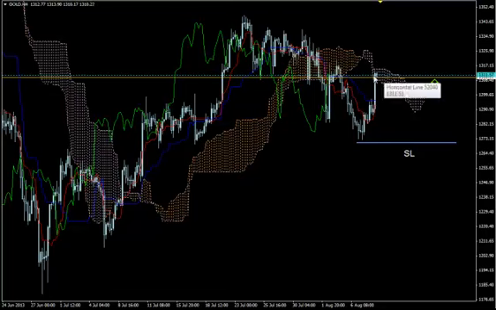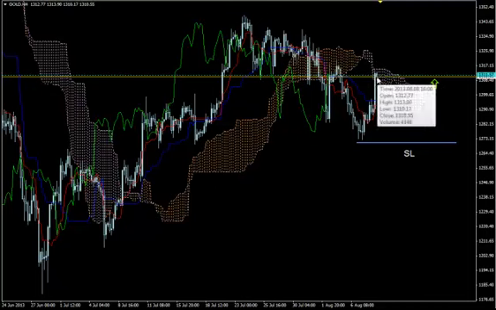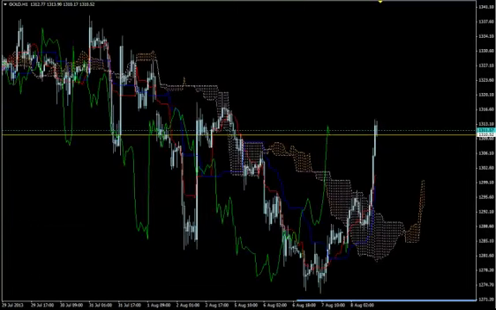Right now, the picture on H4 is not exactly bullish. There are bullish biases, but it's still bearish or neutral because the price is inside the Kumo. When the price moves inside the Kumo, the picture is neutral. So, going to a smaller time frame, to H1, let's see.